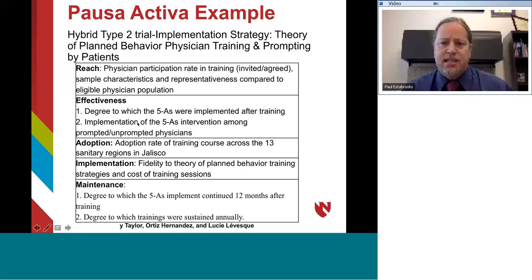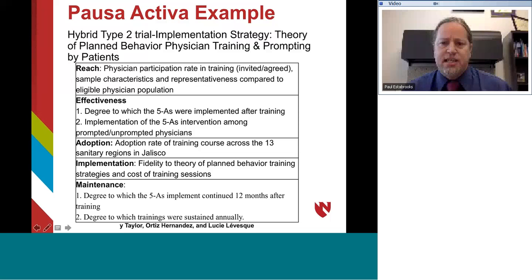The effectiveness here is the degree to which the 5 A's were implemented after training, because an implementation strategy is trying to improve implementation. And then the second one is implementation of the 5 A's intervention among prompted versus unprompted physicians, which we had some comparisons there. Now adoption here, again, this is where things sometimes get confusing for folks when we're comparing this, is the adoption rate relative to the training course, to the theory of planned behavior physician training across the 13 regions in Jalisco, right? So there's 13 sanitary regions, which is like public health regions in Jalisco, and in this particular case, all 13 of them agreed to receive that training.